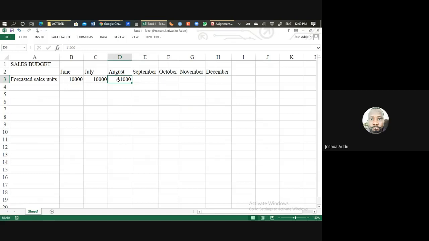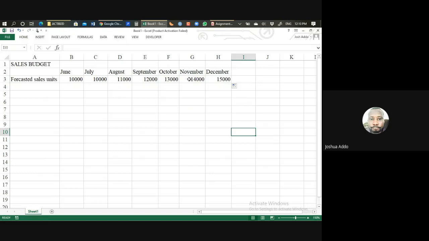So when we are here, we can even do a simple formula. Here should be equal to this plus 1,000. And we can drag. The formula will work it out for us. If you have any question, you can draw my attention. The question says, sales in August is 11,000, but this 11,000 is going to increase by 1,000 for the rest of the month. So 11,000 plus 1,000 is 12,000. This 12,000 plus 1,000 is 13,000, and so on and so forth.